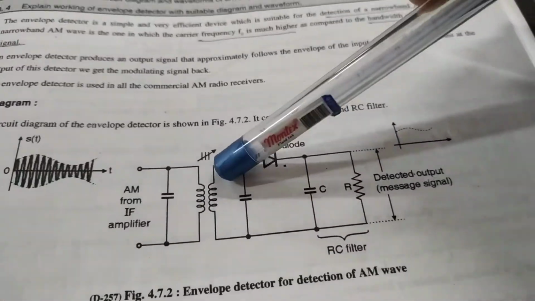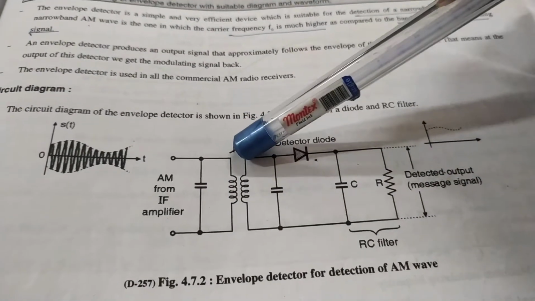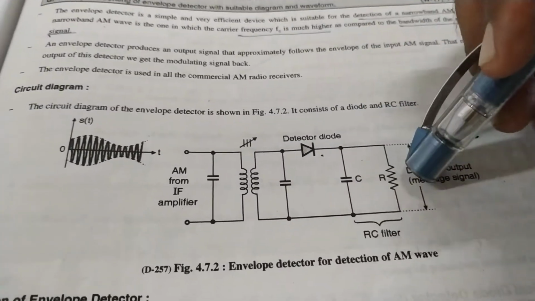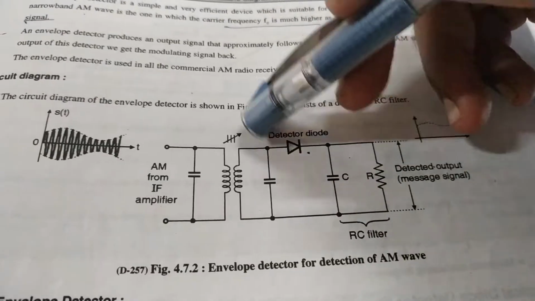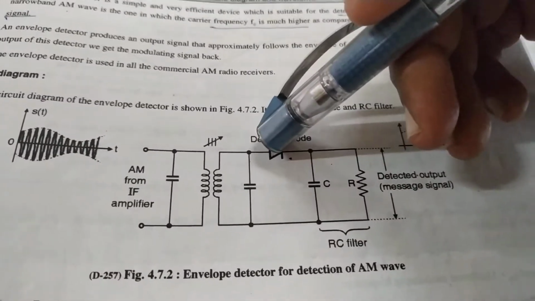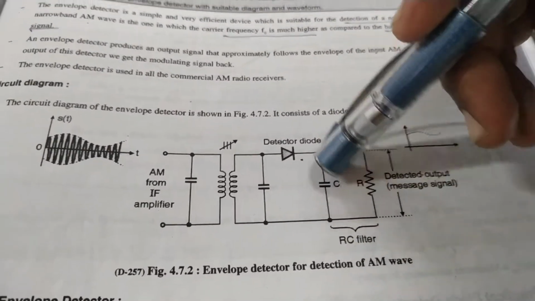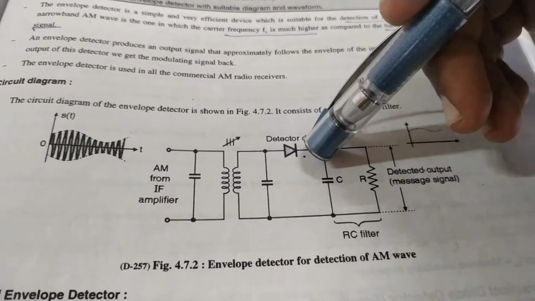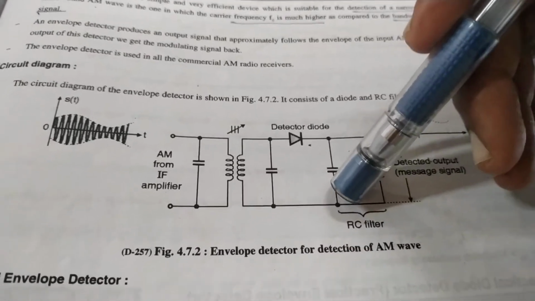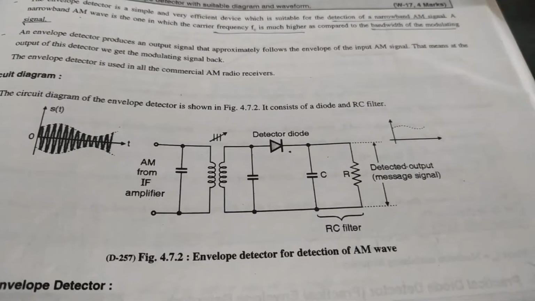Now the transformer will transfer this signal from the primary winding to the secondary, and now the signal will be coming to this diode. The signal comes across the diode. When the signal comes across the diode, it comes into the forward bias condition. Whenever the diode comes into the forward bias condition, the capacitor starts charging. When the diode is forward biased, the voltage across the diode comes across to the capacitor, and the capacitor starts charging.